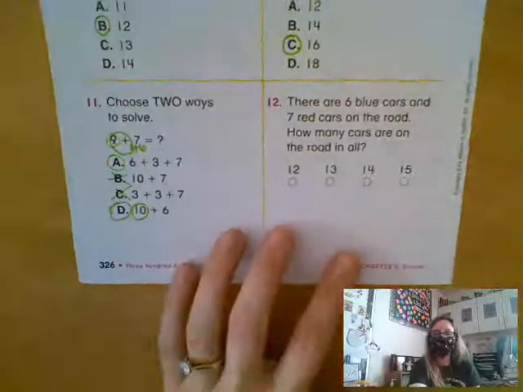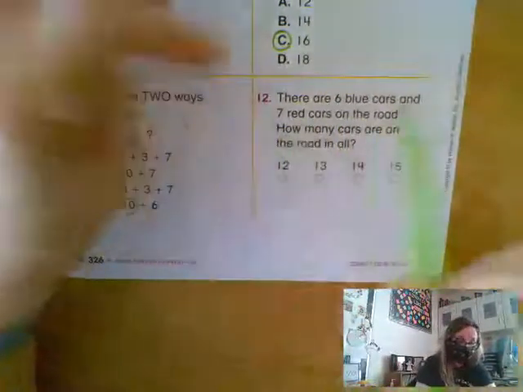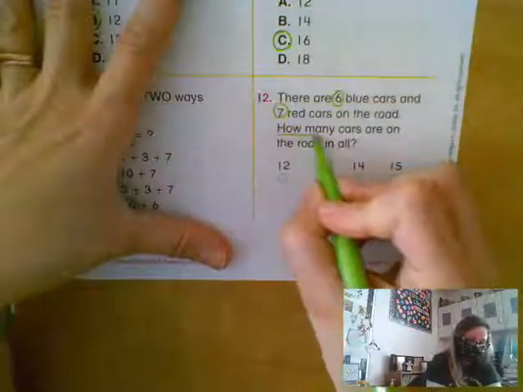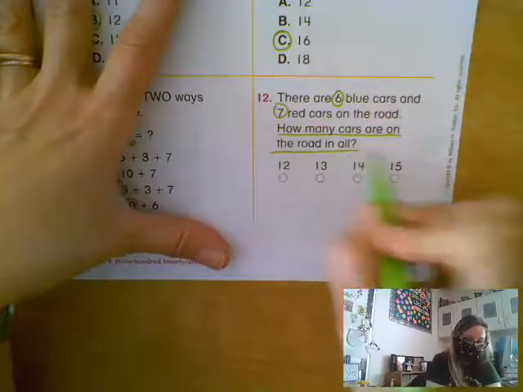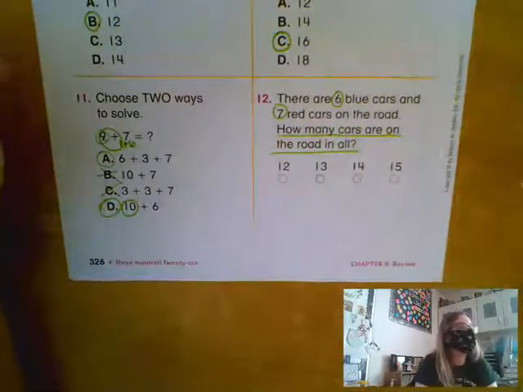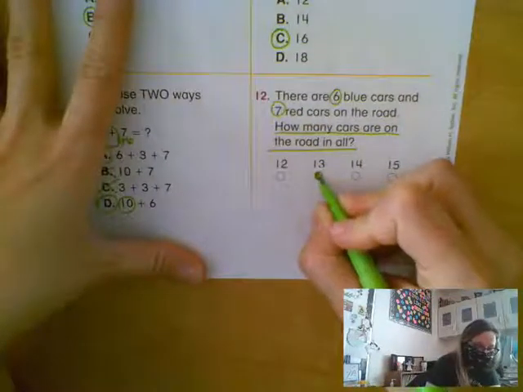Okay, looking at number 12, there are 6 blue cars and 7 red cars on the road. So I'm going to circle 6 blue, 7 red. How many cars are on the road in all? Well, I know 6 plus 6 is 12. So what would one more be, Sage? 13. You got it. So let's color in the 13.